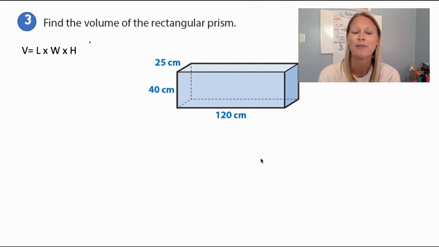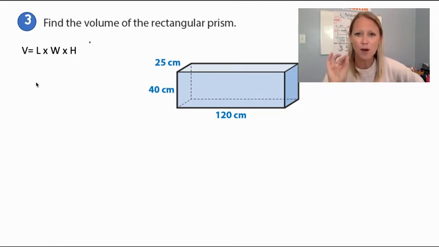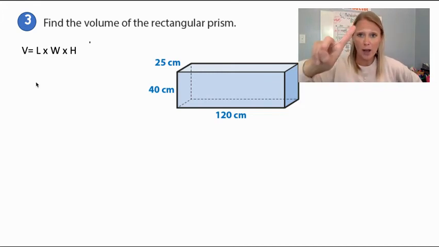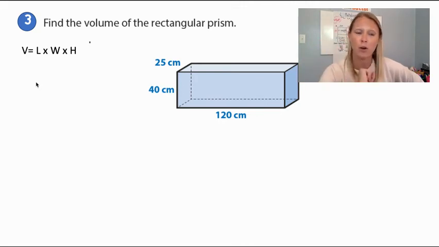Number 3, find the volume of a rectangular prism. That's what we did last week. You're right, but these numbers are larger. Remember, the formula for volume is length times width times height. It doesn't matter what order you multiply them in, as long as you're multiplying these 3 numbers together. Show me that you know how to multiply multi-digit numbers, and show me that you are able to remember to use the volume formula provided on this slide.